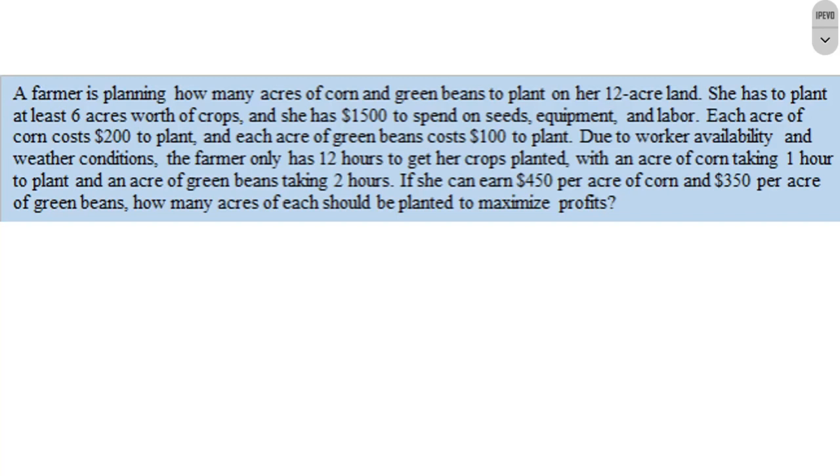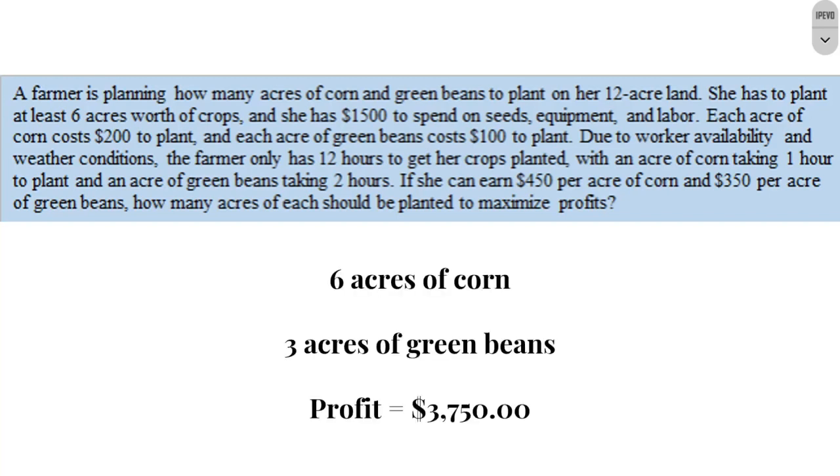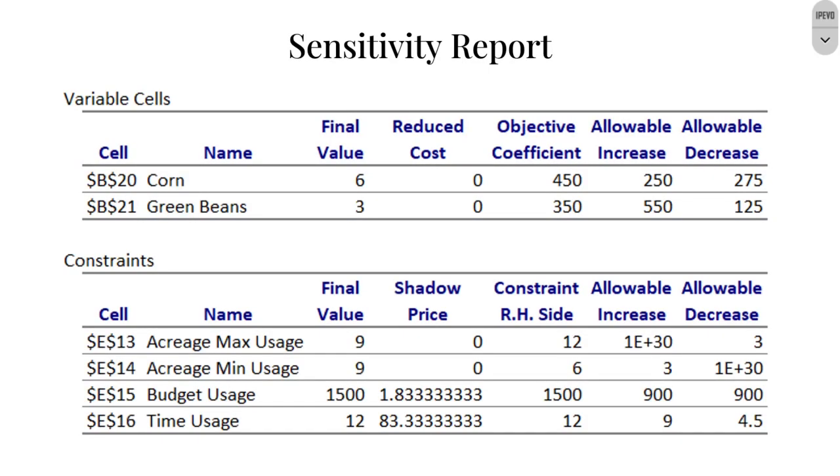So, in the previous video, we determined, using Excel, that she should plant 6 acres of corn, 3 acres of green beans, and that her profits would be $3,750. And when we found that in Excel, we were also able to choose a sensitivity report that looked like this. You'll notice it's split into 2 sections. We have our variable cells and our constraints. Our variable cells just really talk about the objective function, and our constraints are all of the conditions of the problem. So it gives us her acreage max and acreage min, her budget, as well as her time. These were all of her resources that we were looking at in this problem.